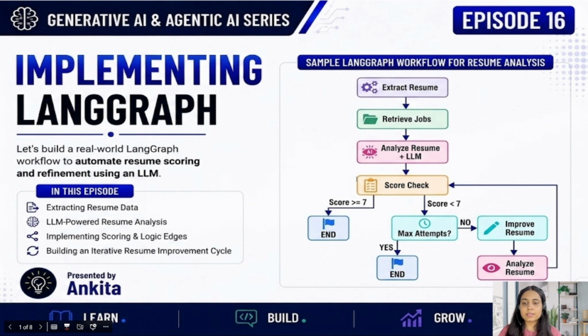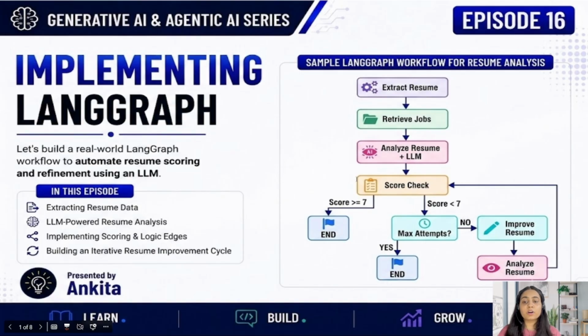And this is where things become interesting. What if the resume score is too low? Instead of simply ending the workflow, we want our application to make a decision, improve the resume, and then analyze it again. So our workflow now needs something that we haven't implemented yet: conditional routing and cycles. The workflow should be able to say, if the resume score is good enough, stop the flow. Otherwise, improve the resume and analyze it again.